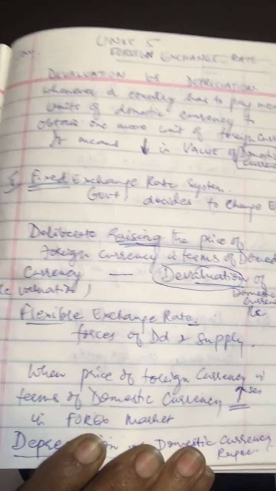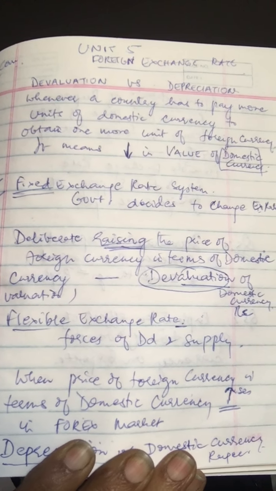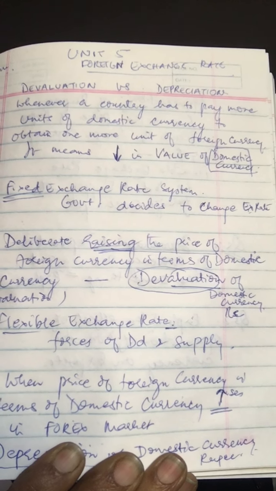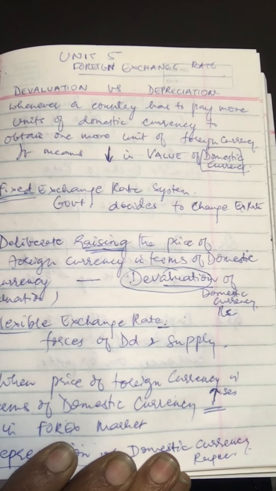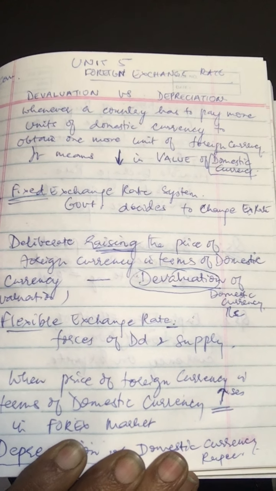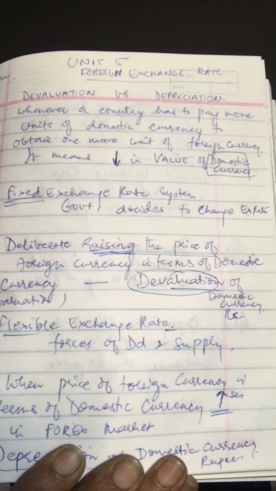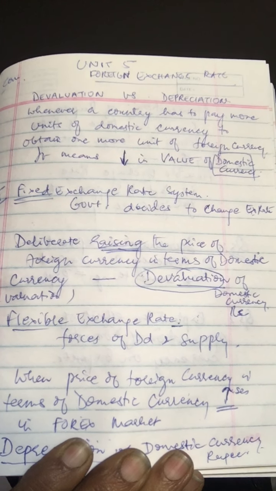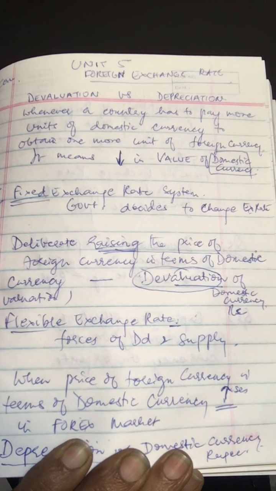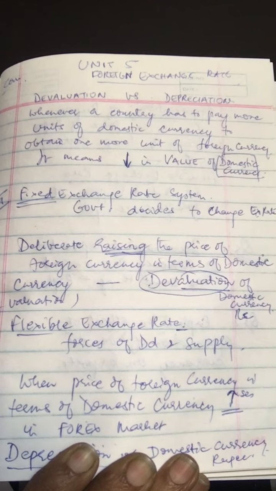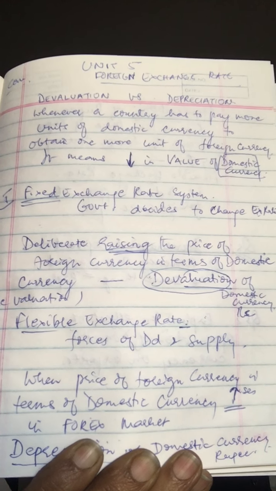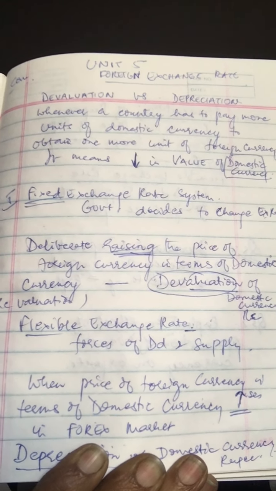So let's start. Whenever a country has to pay more units of domestic currency to obtain 1 unit of foreign currency, it means fall in the value of domestic currency in terms of foreign currency. When you're talking about fall in the value of domestic currency in terms of foreign currencies, there are two ways that can happen. One is devaluation, that is in the fixed exchange rate system where the government intervenes, or there could be depreciation, where there is a free play of the demand for and supply of foreign exchange. So let's just start with devaluation.